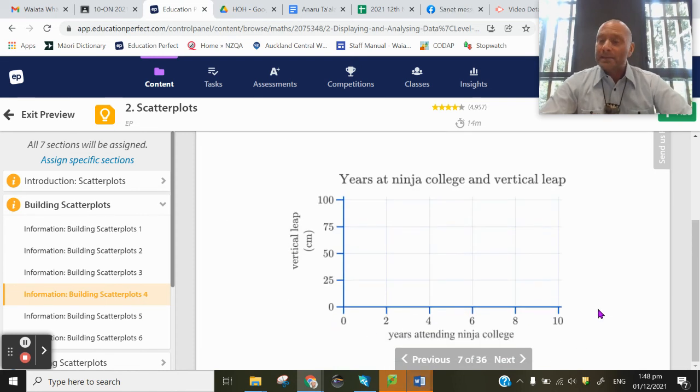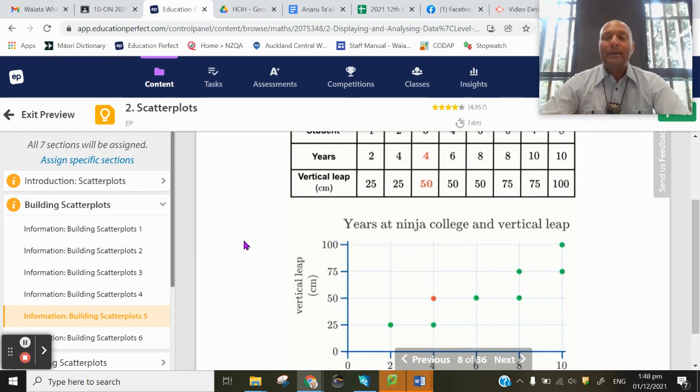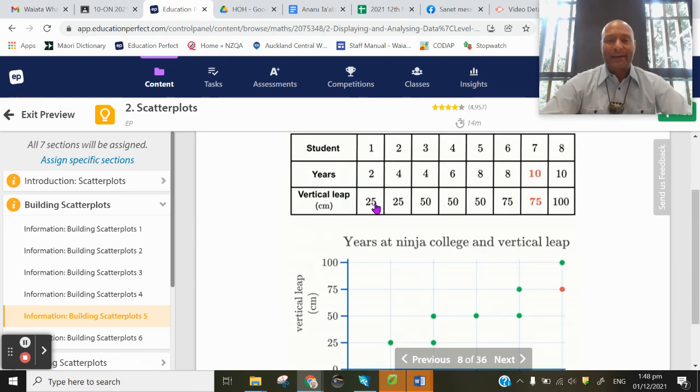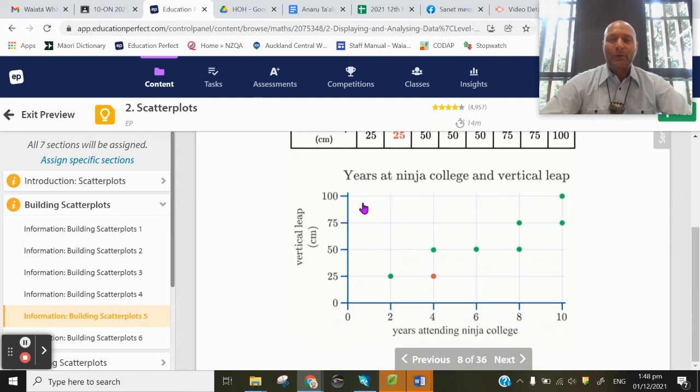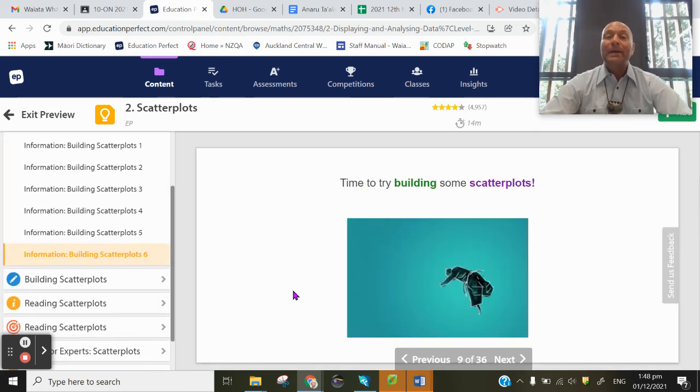So the x-axis is always going to be the independent variable, in this case the years that they attended Ninja College. And the y-axis is going to be the vertical leap. We're going to place a dot on the scatter graph, and each dot shows both pieces of data. So student number 1: 2 years, 25 centimeter leap. There's the 2 years, there's the 25 centimeter leap. Each one of those dots represents one of the items from our data.